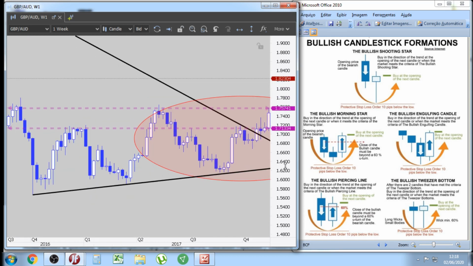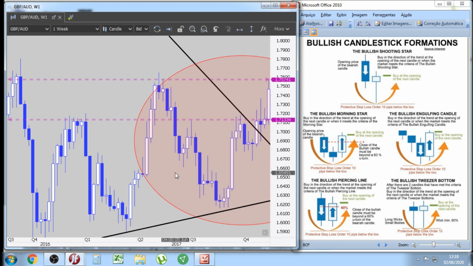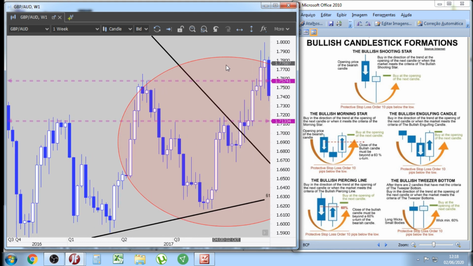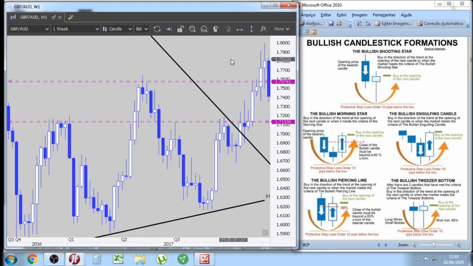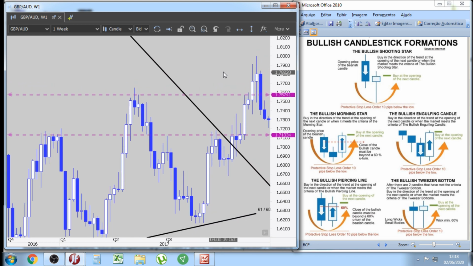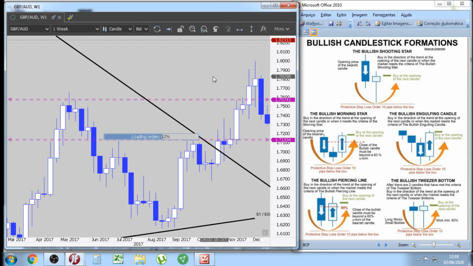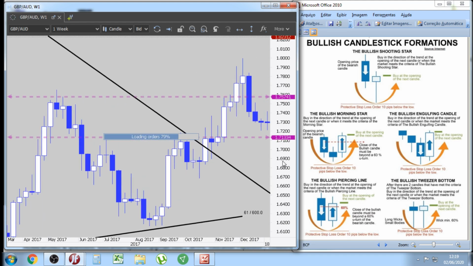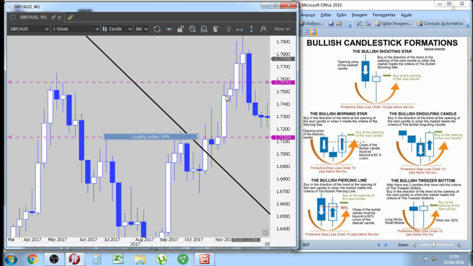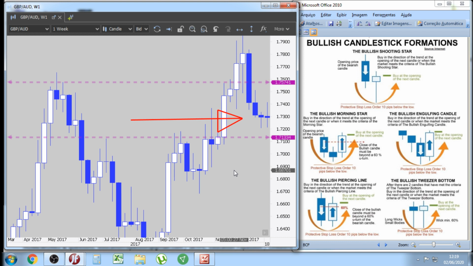Let's see the candles. The market is moving, right? I'm going to delete this one. The market is moving. Okay. Okay, everybody. Is this a bullish candlestick formation? What do you think? Is this a bullish, and I'm going to delete also the downtrend line. Is this a bullish candlestick formation, everybody?